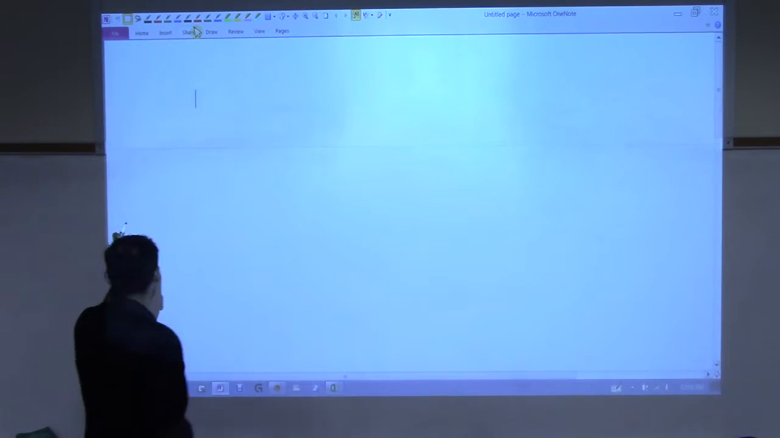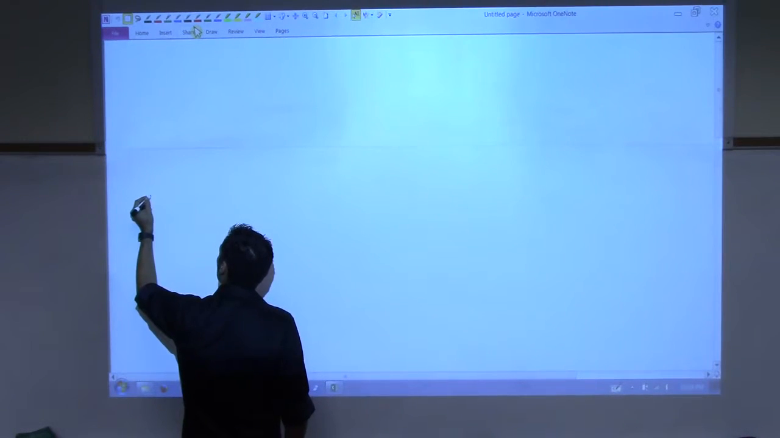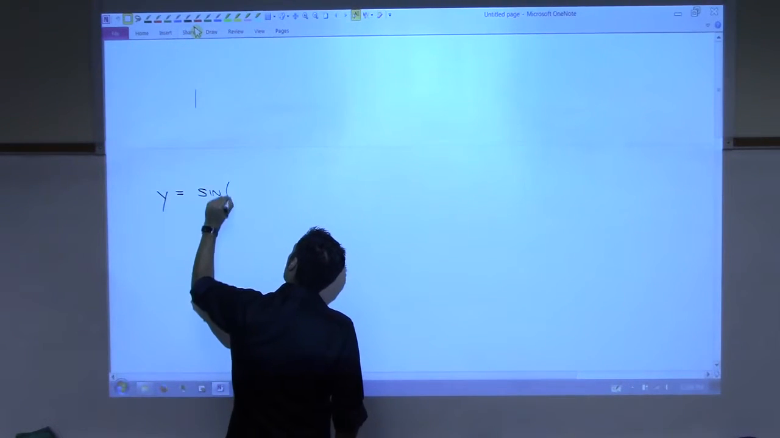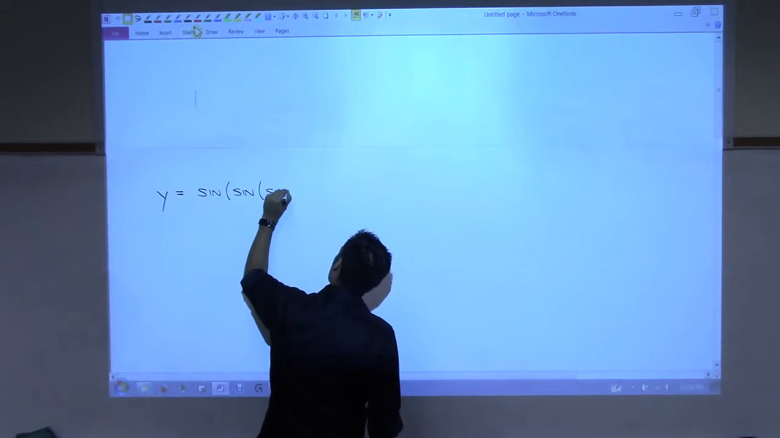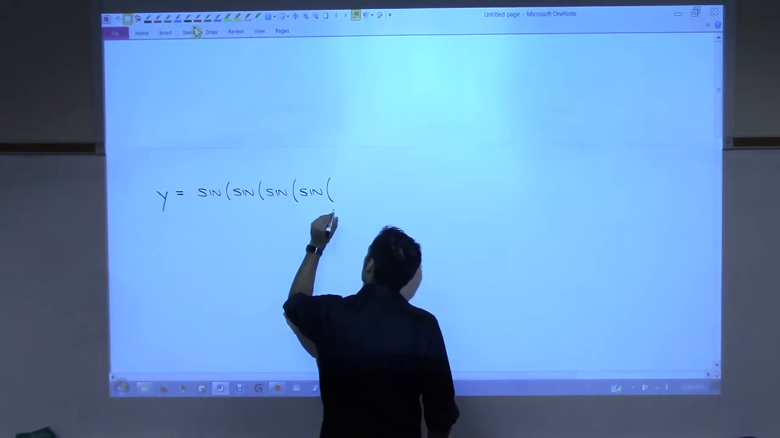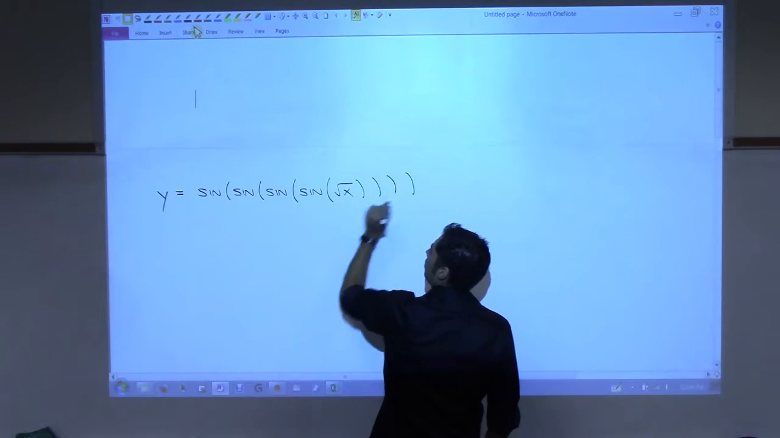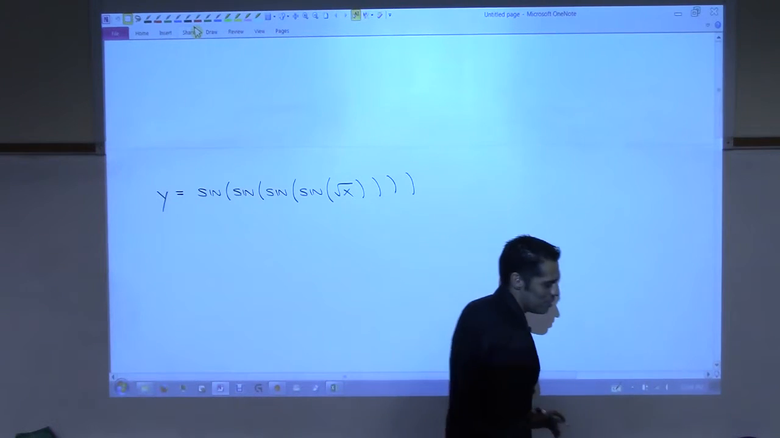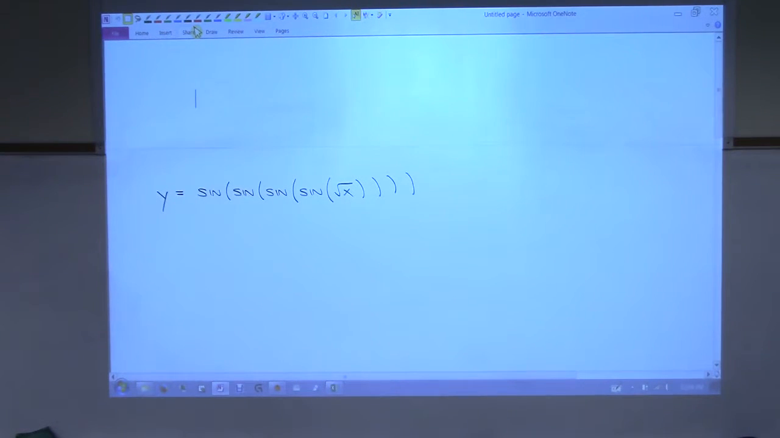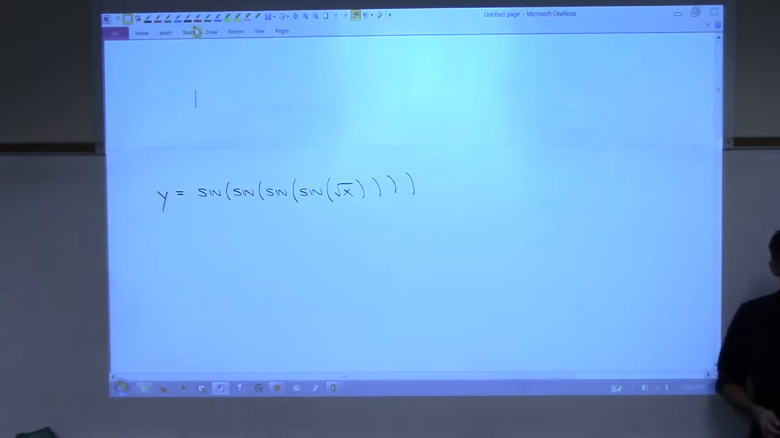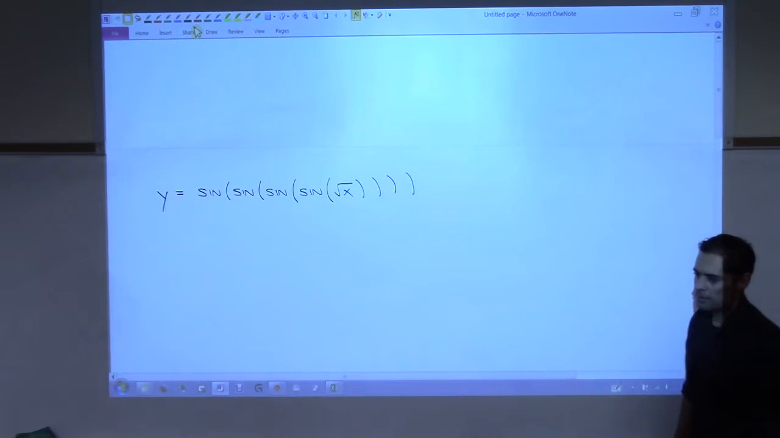What about this one? Y is equal to sine of root x. I'm going home. No, you're not, because you can do this. It just looks bad. It's just a big onion, right? With a bunch of layers to it. And you're just going to work your way from the outside in. You ready?